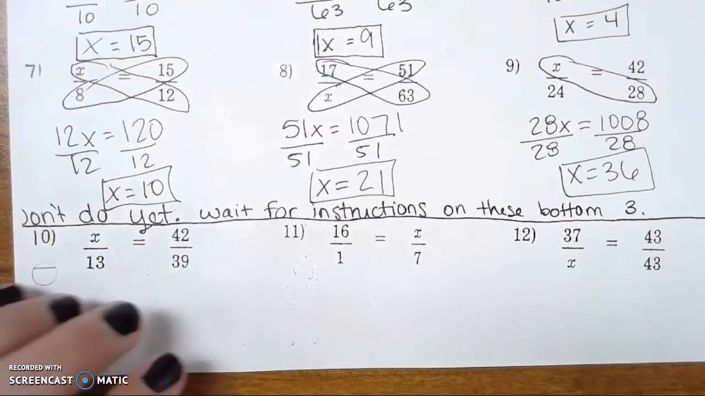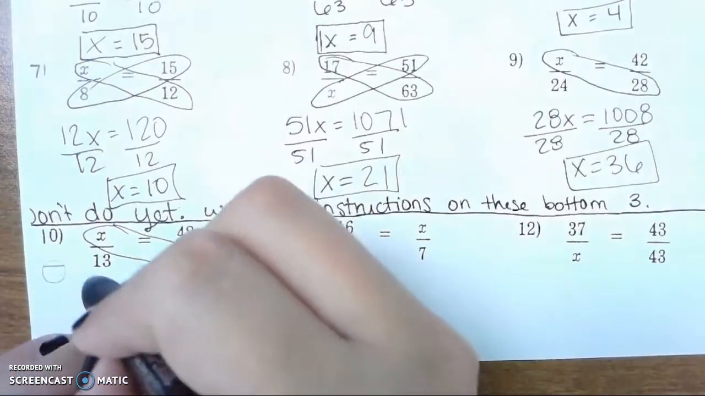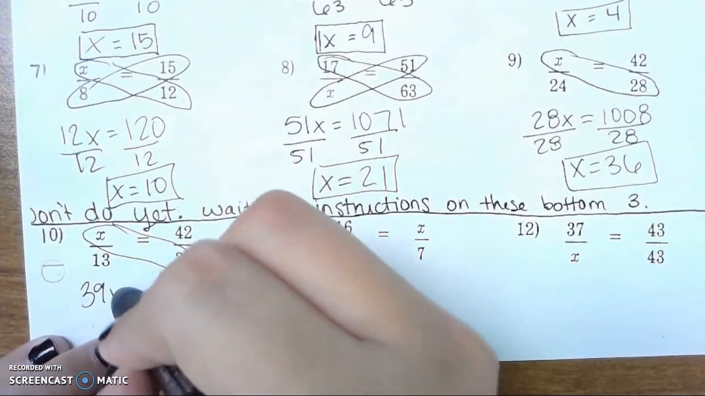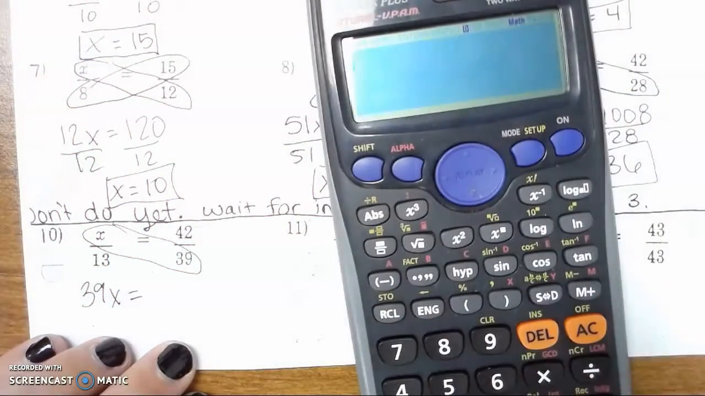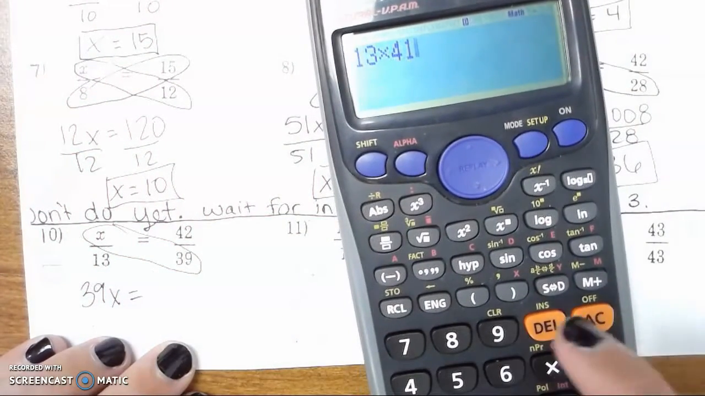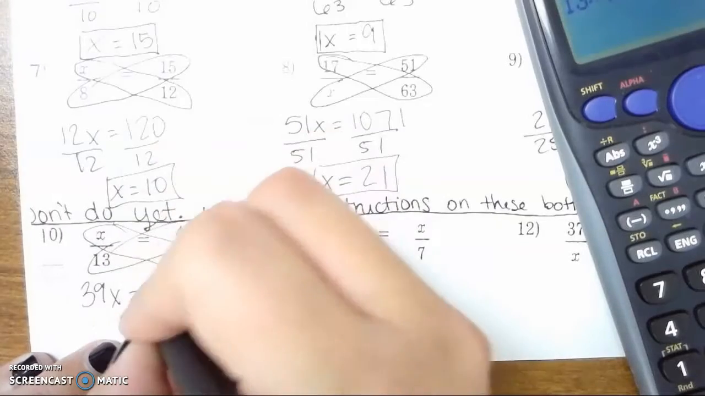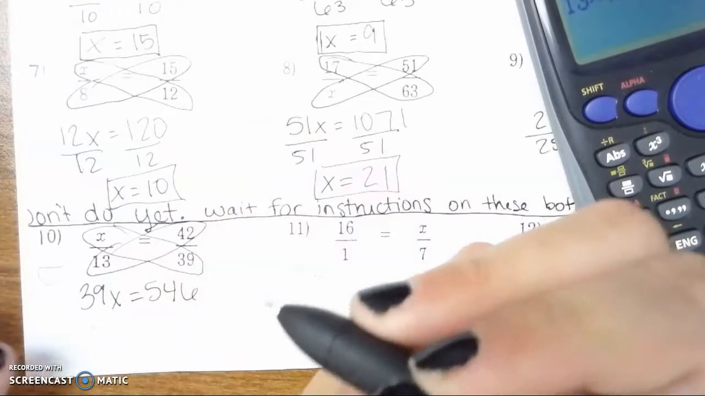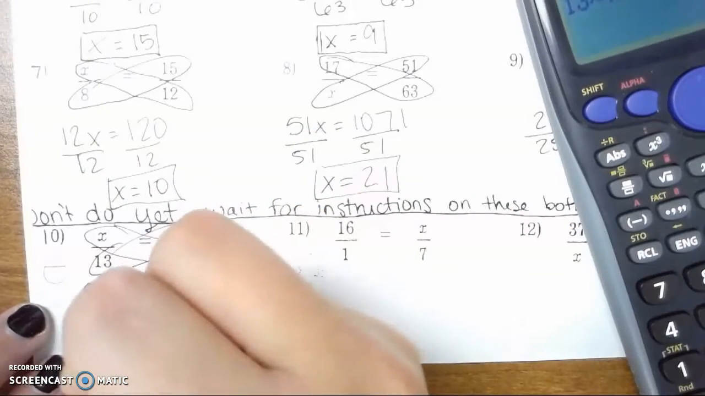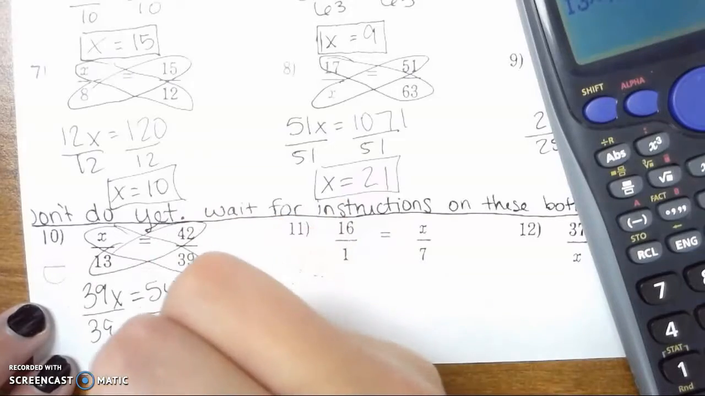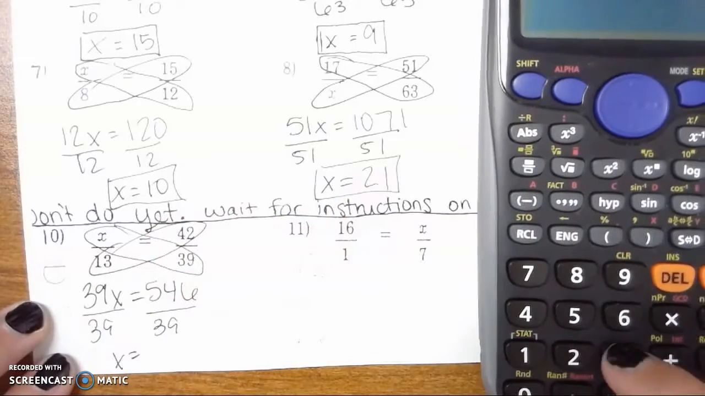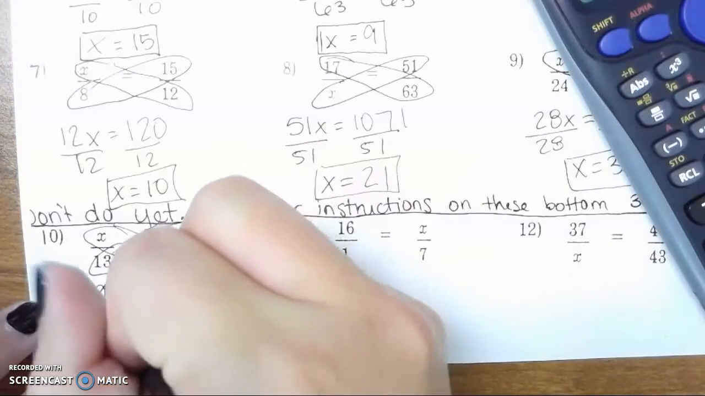All right, bottom 3, so 39 times x when you cross multiply is 39x. And then 13 times 42 is 546. Then divide by 39 on both sides, and you would get a value of 14.